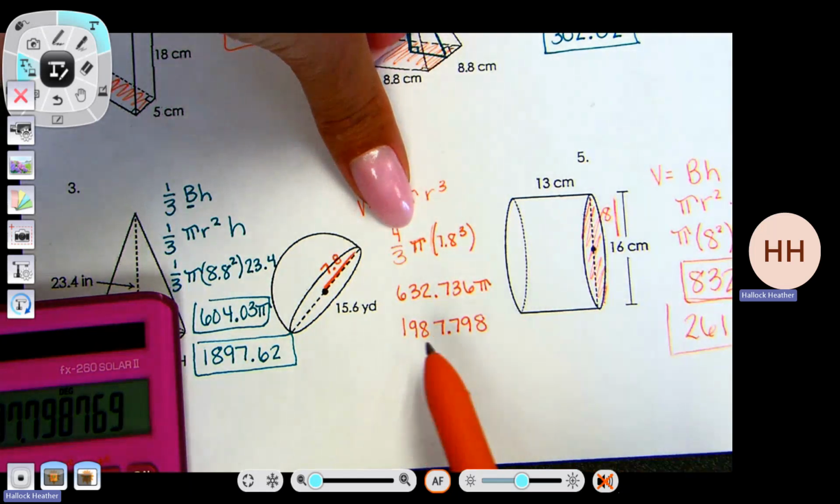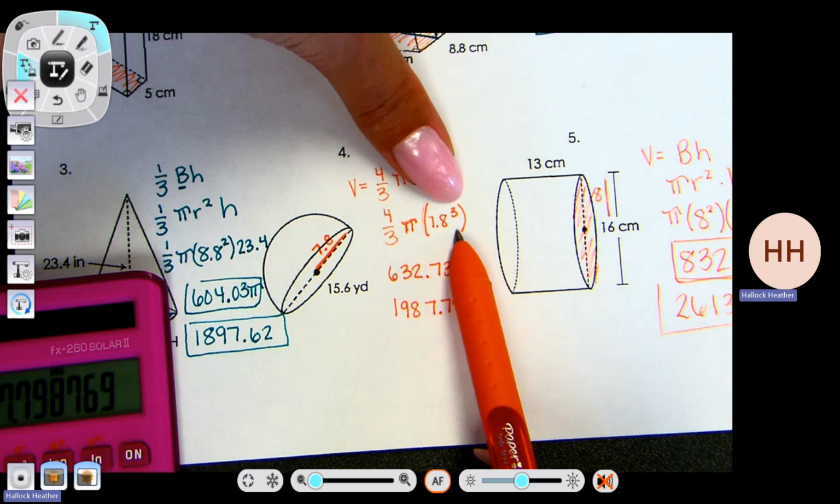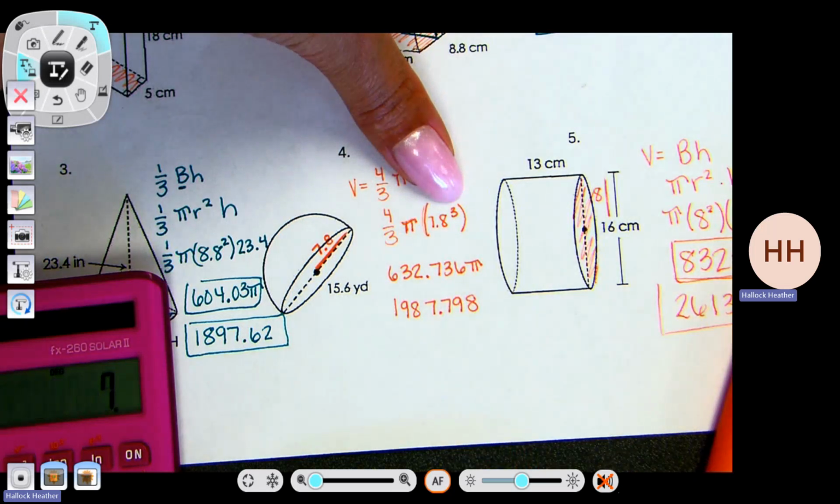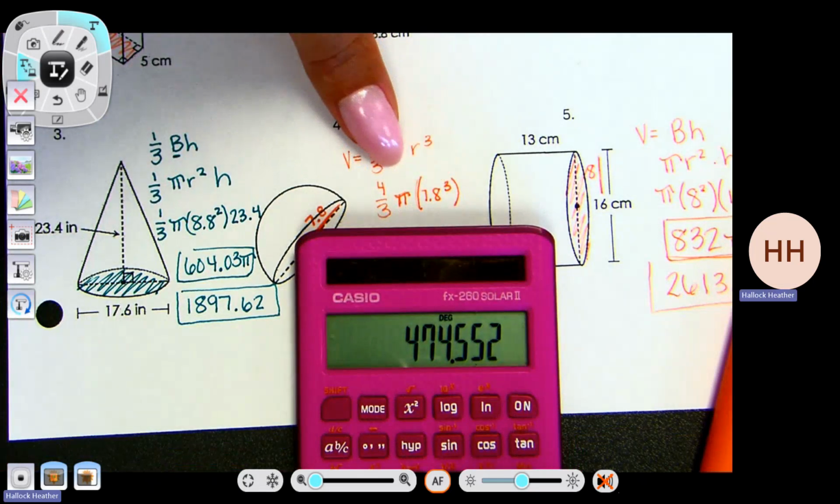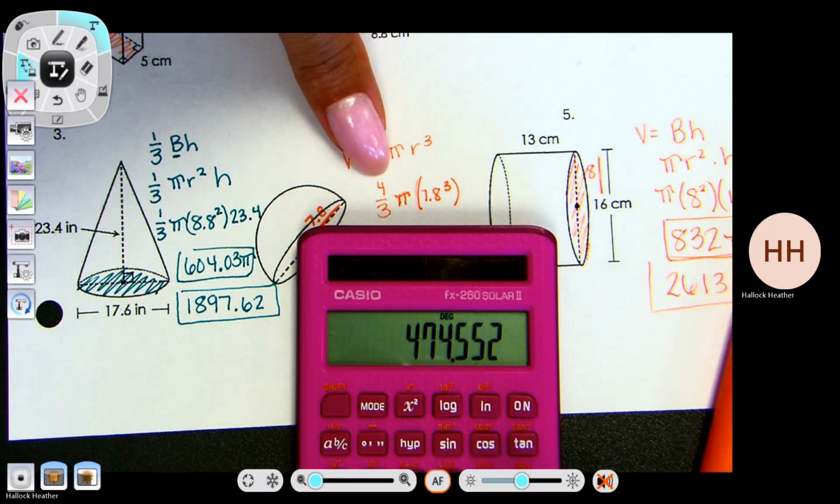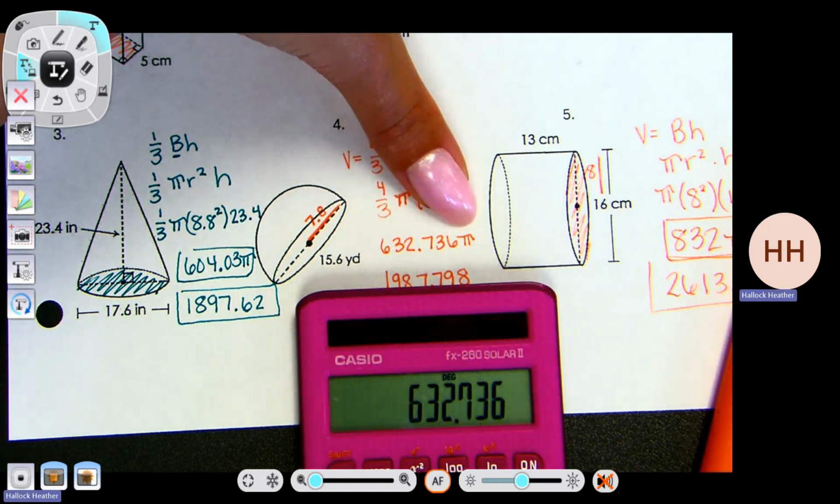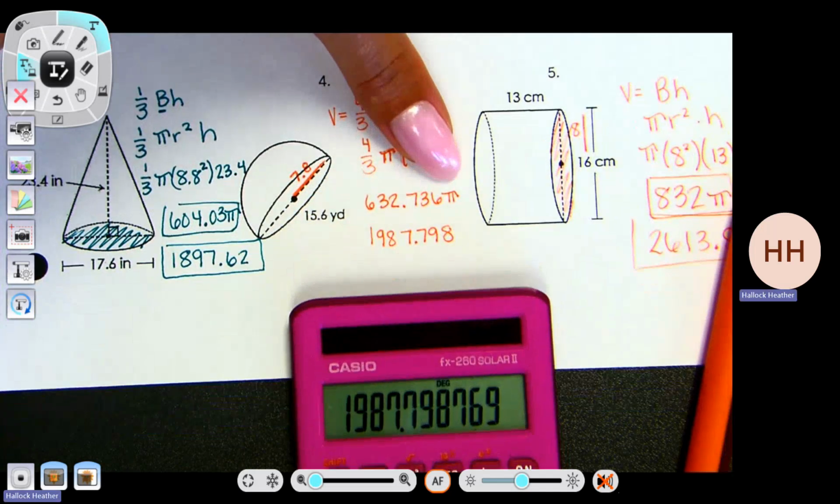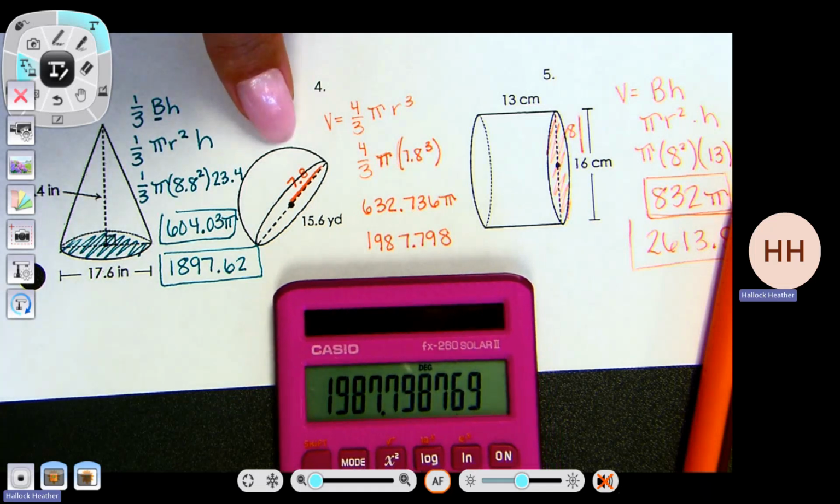Okay, so you gotta do 7.8 cubed. So 7.8 cubed gives me this. I'm multiplying by 4/3. You get this. That's in terms of pi. So I'm going to multiply by pi. So I get this. Now, if you look at your picture, it's not a whole circle. So we divide by 2. That's that.